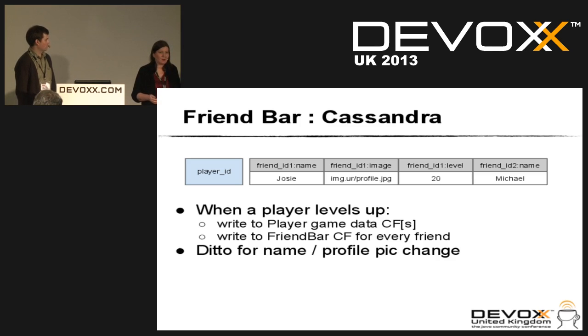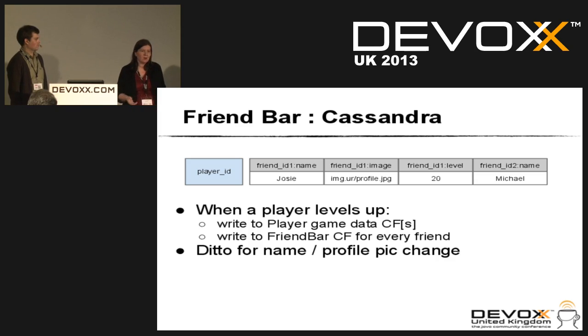The same thing happens for name and profile changes. But let's just for a minute pretend that Cassandra writes and reads were equal. Well, how often does this information change? Initially, a player might level up a couple of times in a game session, but pretty soon it'll be only every couple of game sessions. The name and profile picture should hardly ever change. So you're looking at the information only being updated once every couple of game sessions.